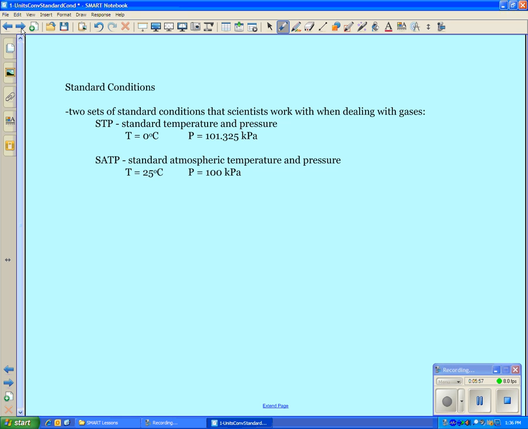SATP stands for standard atmospheric temperature and pressure, and that's a gas that's measured at 25 degrees Celsius and a pressure of 100 kilopascals.